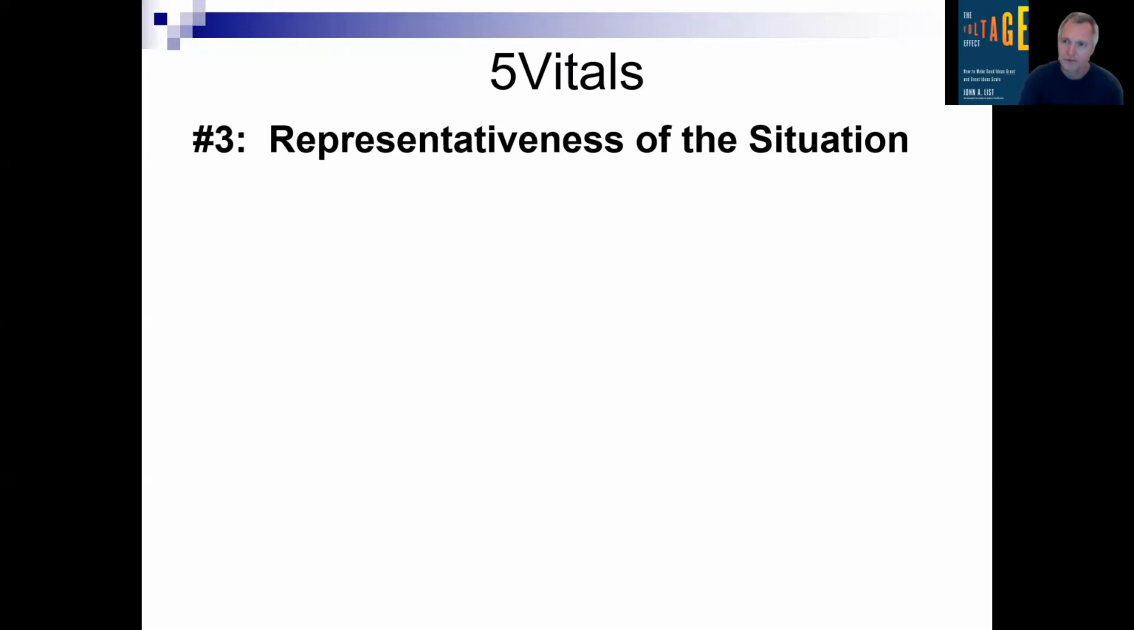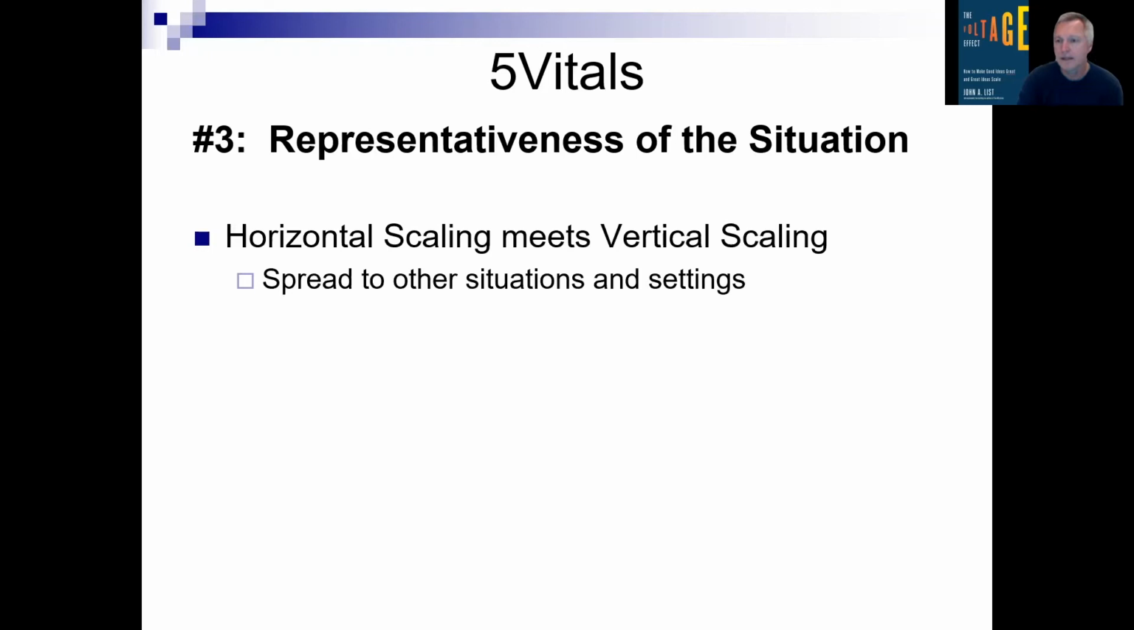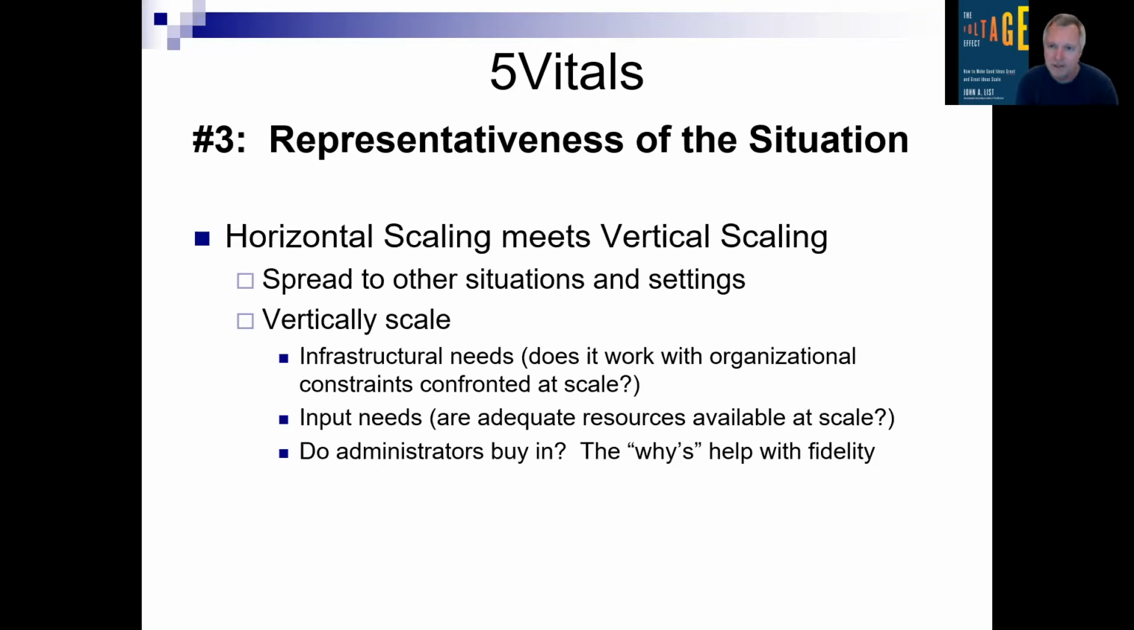Vital sign number 3, we now move from the population to the situation. And here I want you to think about, before we were doing horizontal scaling, now I want you to think about both horizontal and vertical scaling. So we want to spread our ideas to other situations and other settings. Now, when you vertically scale, you might meet some constraints in terms of resources or infrastructure. There are a lot of papers where in the petri dish, they spend a lot of resources per person, and then they scale it up, and the resources per person are only like 10 or 20% of what they were in the petri dish. And then there's no way that you're replicating the secret sauce that was in the petri dish.